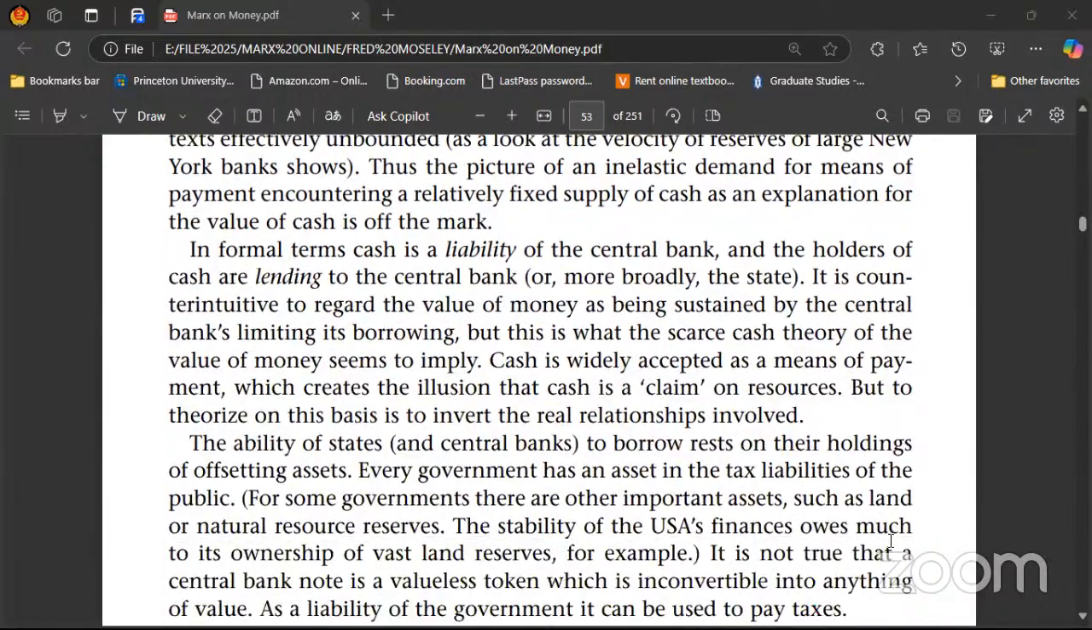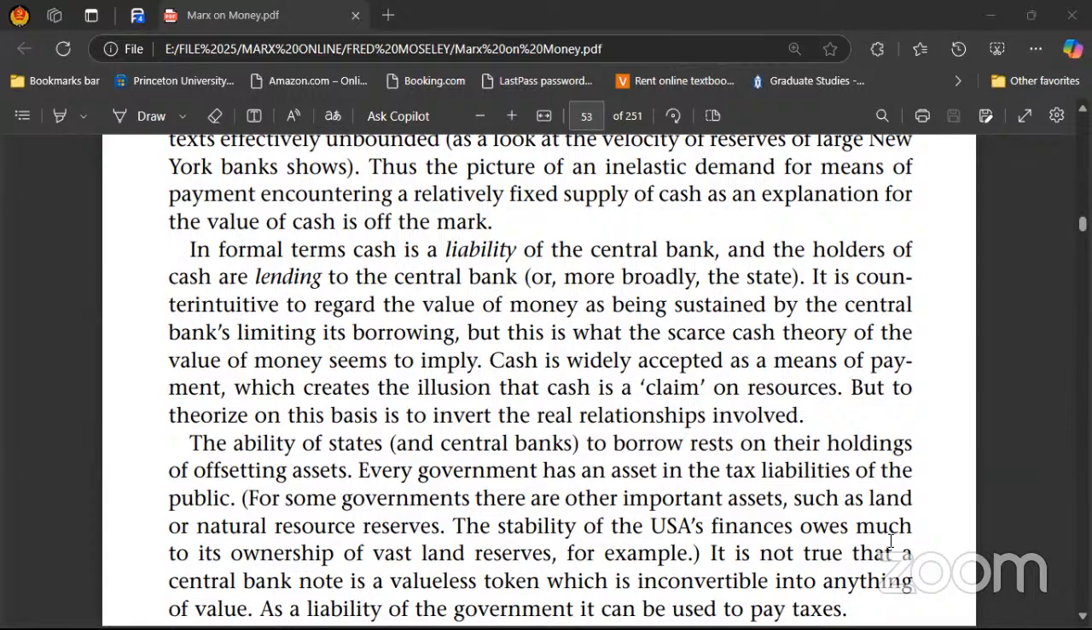In formal terms, cash is a liability of the central bank, and the holders of cash are lending to the central bank, or more broadly, the state. It is counterintuitive to regard the value of money as being sustained by the central bank limiting its borrowing, but this is what the scarce cash theory of the value of money seems to imply.